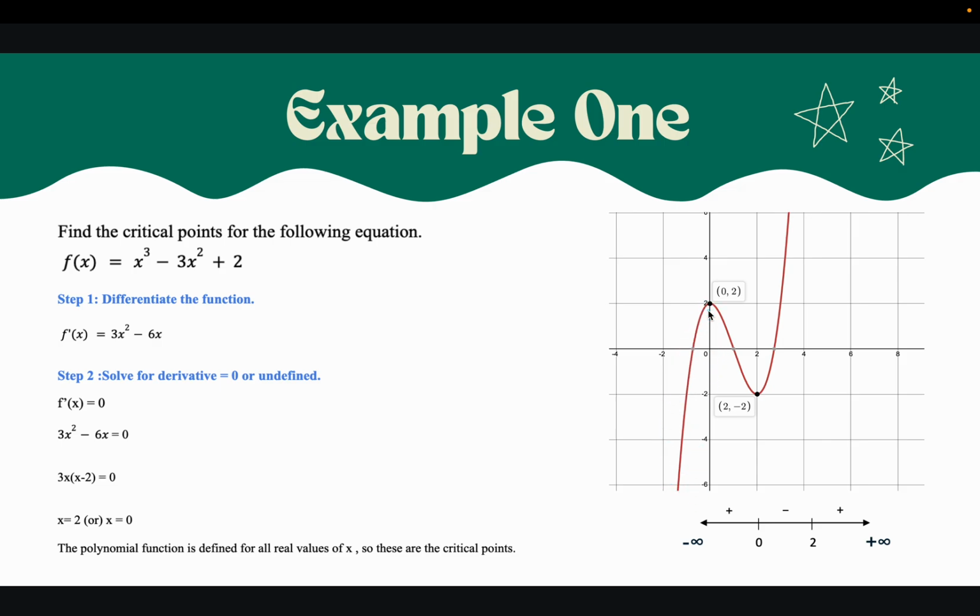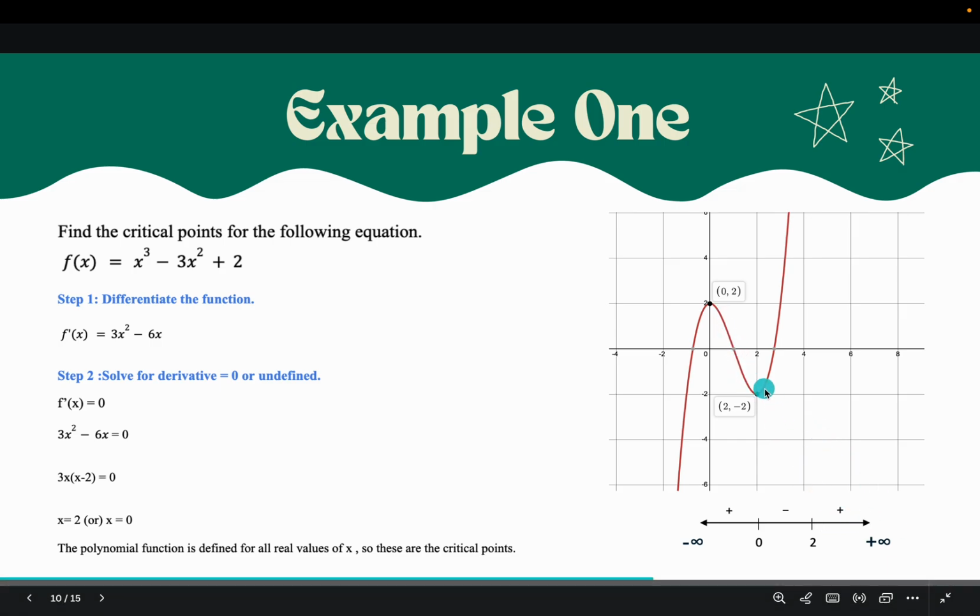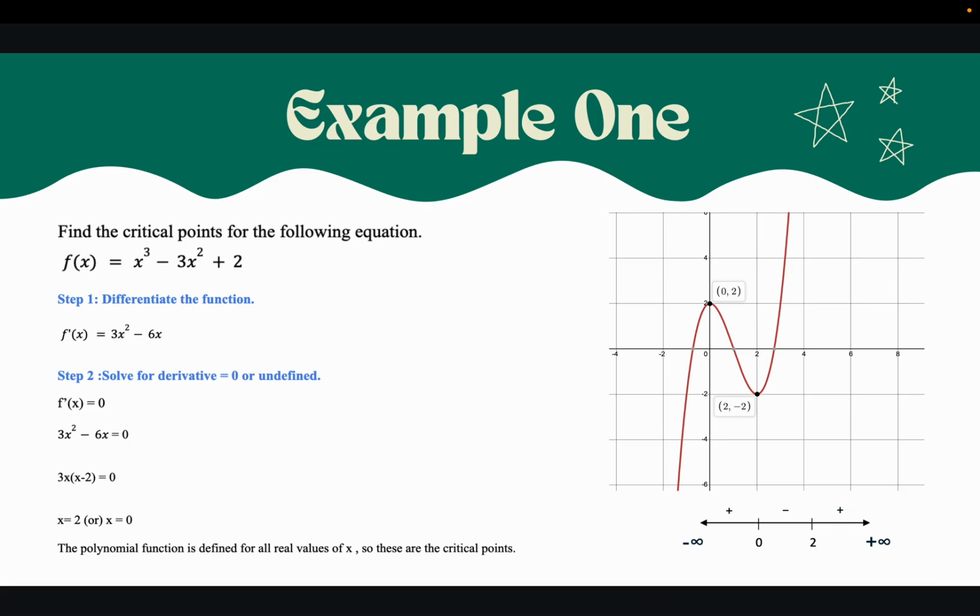And then from 0 to 2, in between, the function is decreasing because it's negative, as you can see here. And from 2 to infinity it is increasing again because it's positive. That's how you check whether your function has a maximum or minimum in the later chapters.